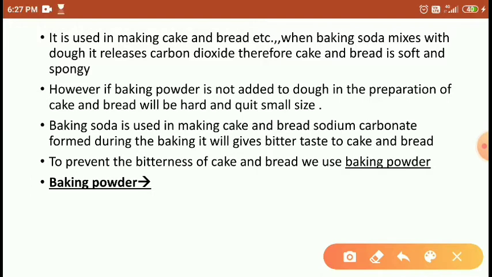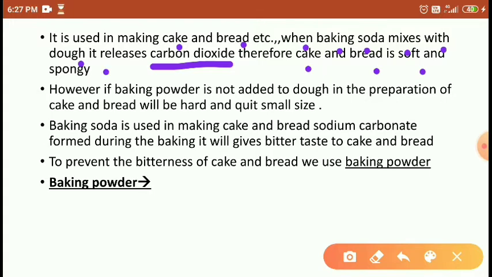It is used in making cakes, breads, etc. When baking soda mixes with dough, it releases carbon dioxide, therefore cakes and breads are soft and spongy.